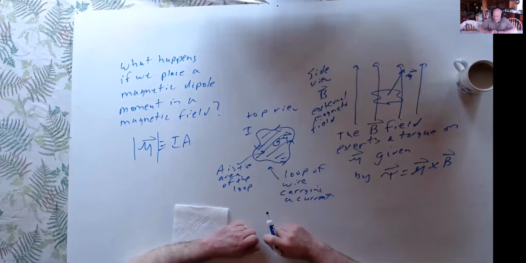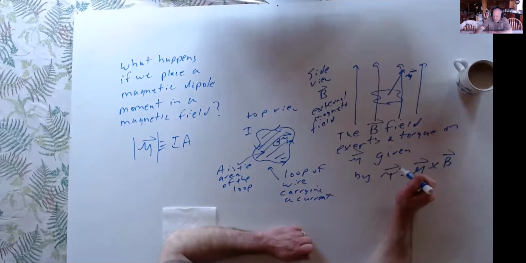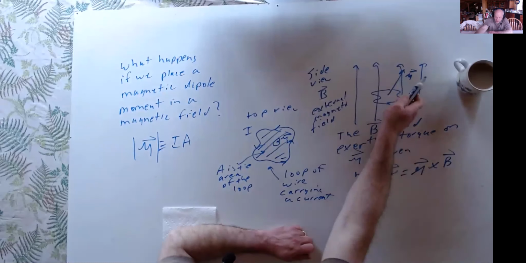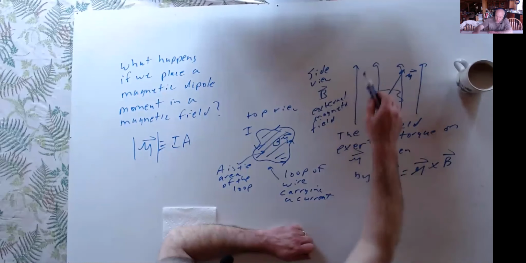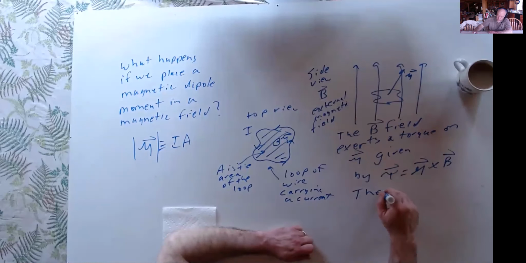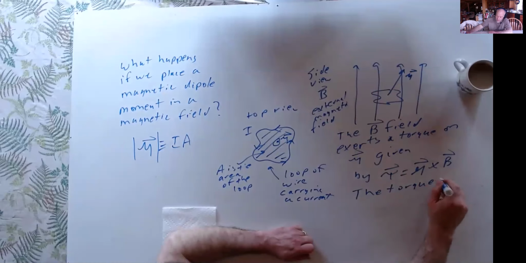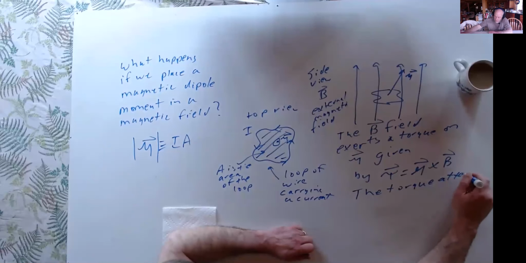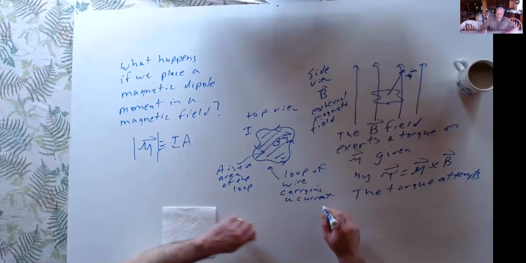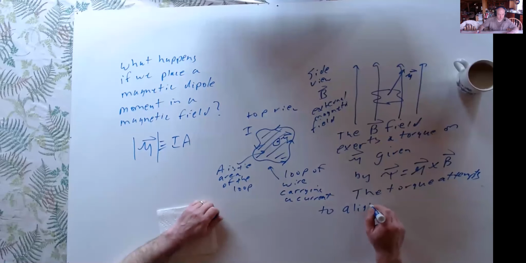And what we're going to find out is that that torque is going to try to take that mu and align it with the field. So the torque attempts to align the mu with the field.